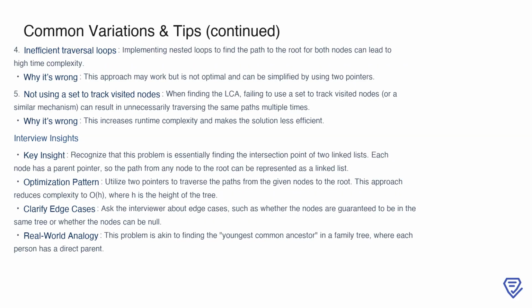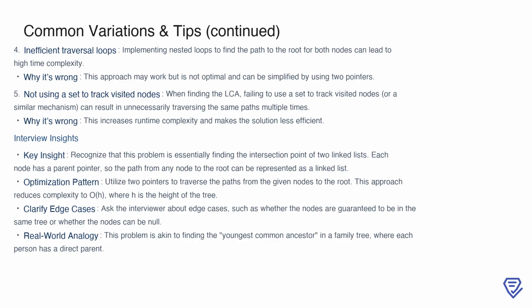Another challenge arises with inefficient traversal loops. Using nested loops to find paths to the root for both nodes might seem straightforward, but it significantly impacts time complexity. While it works, it's far from optimal and can be streamlined with a two-pointer approach. Similarly, not using a set or similar mechanism to track visited nodes during traversal is another inefficiency. This oversight can cause the same paths to be traversed multiple times, unnecessarily increasing runtime complexity.